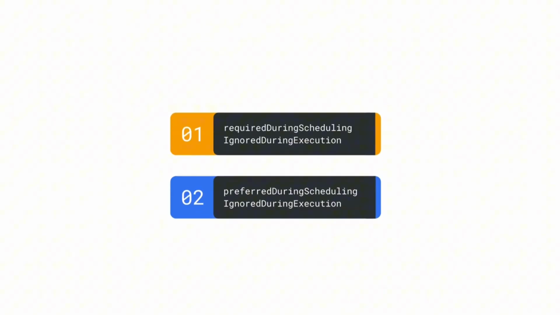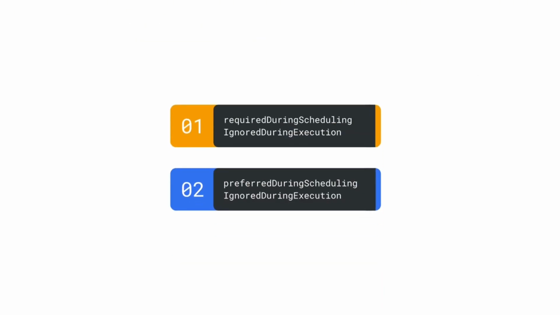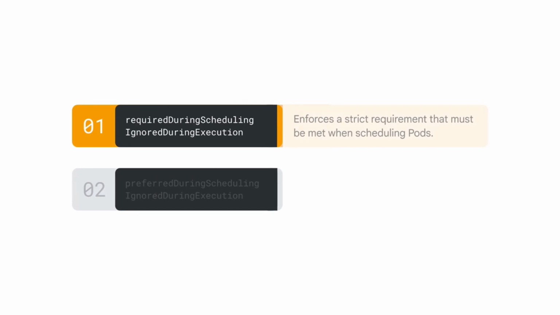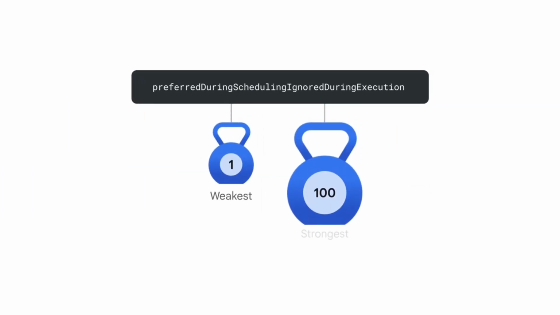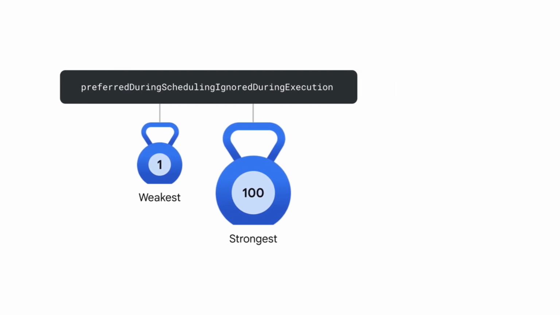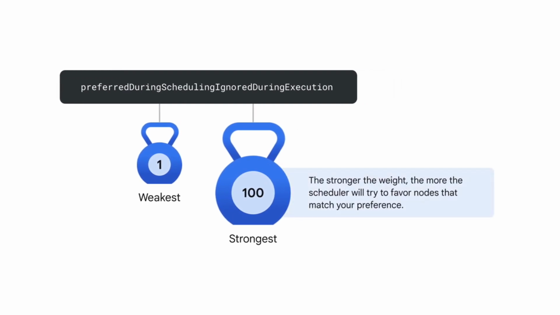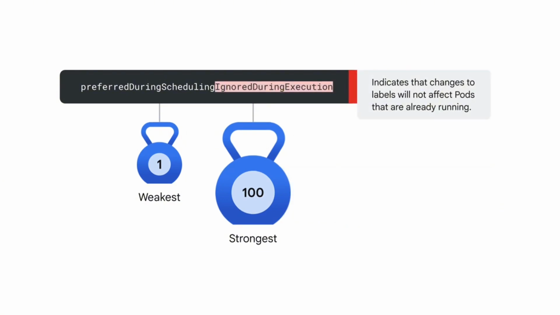of requirements. Affinity and anti-affinity rules can be expressed by using two specific keywords: required during scheduling, ignored during execution, and preferred during scheduling, ignored during execution. Required during scheduling enforces a strict requirement that must be met when scheduling pods, whereas preferred during scheduling indicates a flexible preference that isn't mandatory. You can set a weight to this preference, where 1 is the weakest and 100 is the strongest. The stronger the weight, the more the scheduler will try to favor nodes that match your preference. Ignored during execution indicates that changes to labels will not affect pods that are already running.